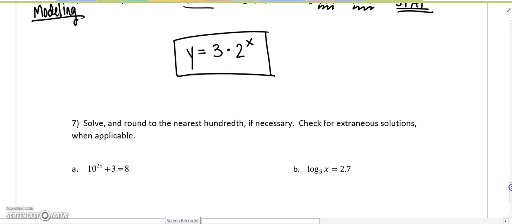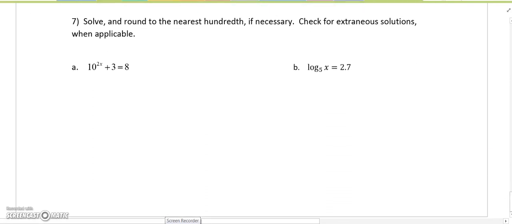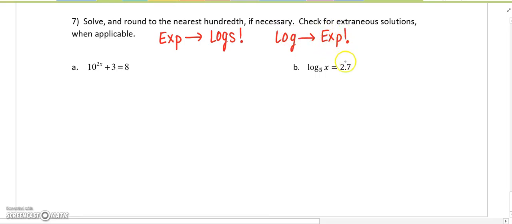Alright, moving on, let's do some solving. Okay, solving is so important. So important. Okay, if you have an exponential, guess what you use to solve? Logs. If you have a log, guess what you use to solve? An exponential. Okay? So, think about which type you have. Use the other to get rid of it.